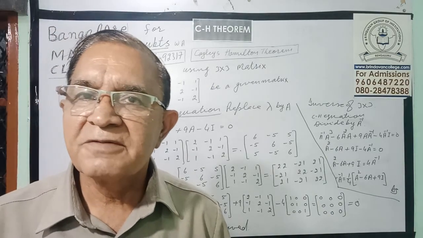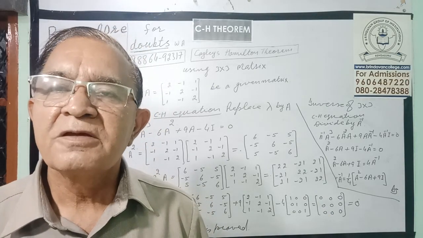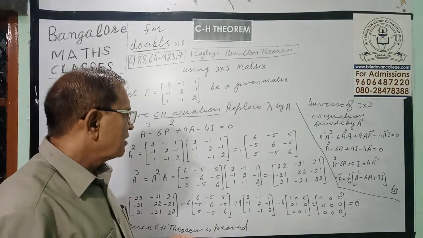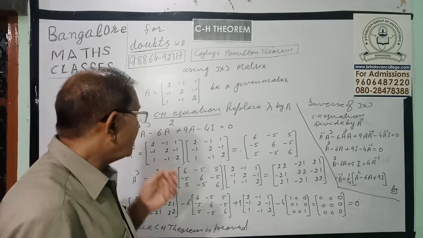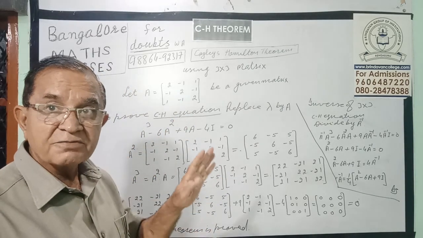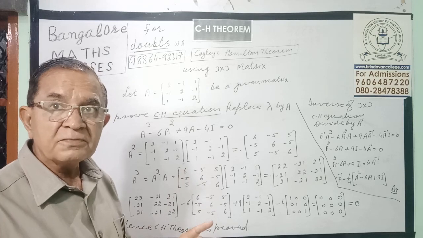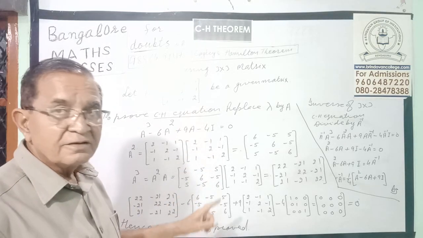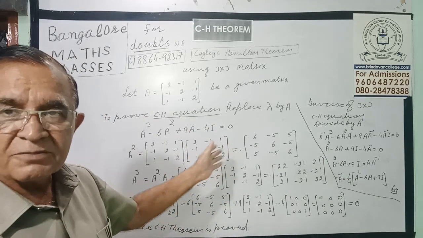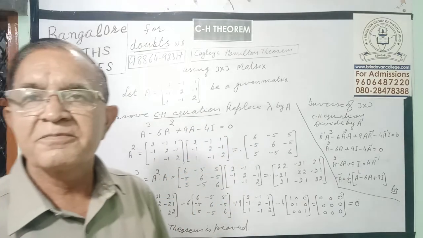And one request I want to make to you people, if you feel I have explained all types of problems at one go, so learn it, you will get all types of problems of CH theorem, and for 2 by 2 it comes there in the 3 by 3 itself.